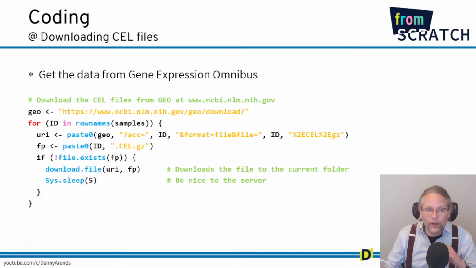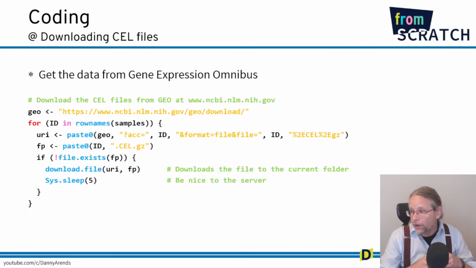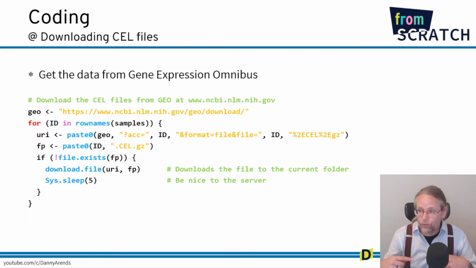So how do we do this? Well, we have to create a little for loop, right? Because we have to do something for each of the samples. We have 6 samples, so we could just say for each of these. So that's what I'm doing here. So if you want to download from GEO, you need to know the download address. So the download address is https://www.ncbi.nlm.nih.gov/geo/download.